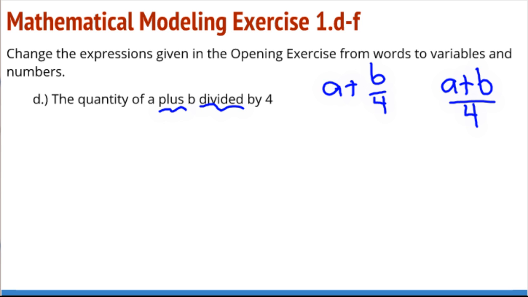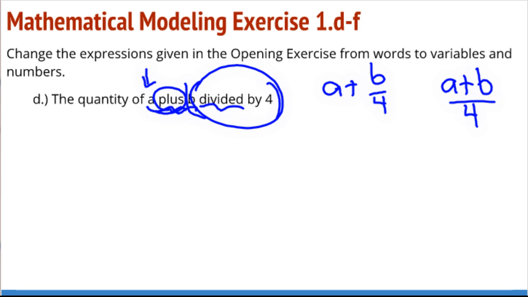I can read it both ways. Because I see the quantity of A, and then I see the plus, and then I see B divided by 4. But I also see it as the A plus B, and then divided by 4. So I would argue that this one is pretty poorly written.